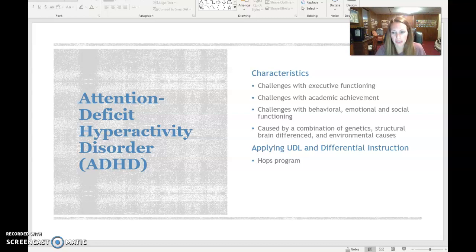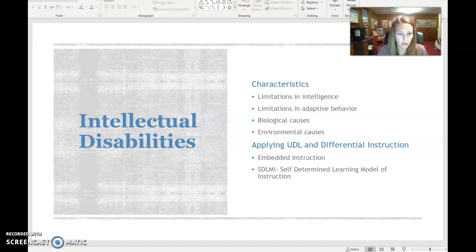Ways to apply UDL and differential instruction are the HOPS program, which is homework, organization, and planning skills. So working with students on those skills will help ADHD students as well as any other student in the classroom.